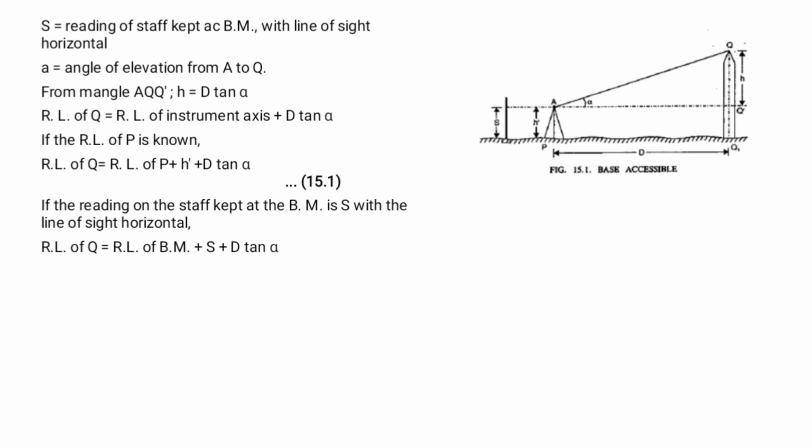Here alpha is the angle of elevation from A to Q. Reduced level of Q is equal to reduced level of P plus h plus D tan alpha. If the reading of the staff kept on the benchmark is S with the line of sight horizontal, then reduced level of Q is equal to reduced level of benchmark plus S plus D tan alpha.